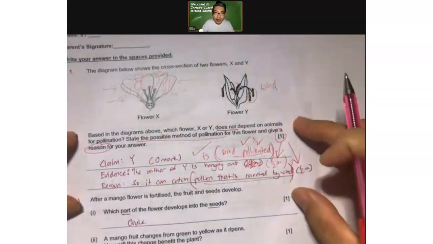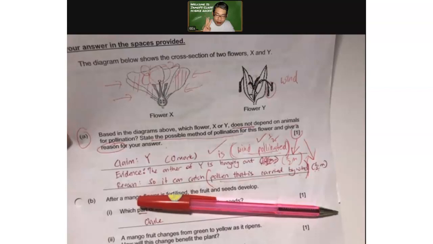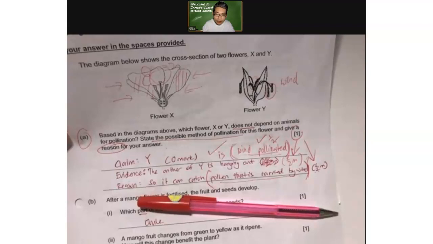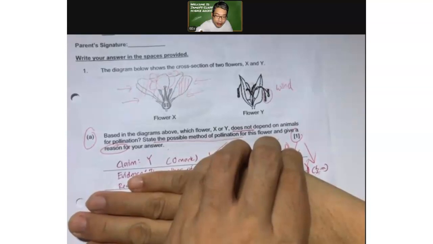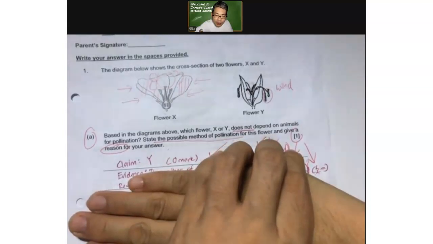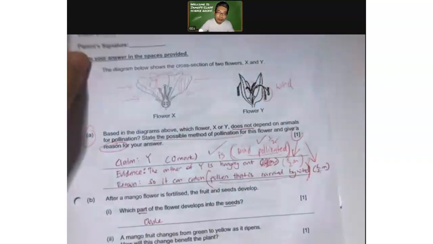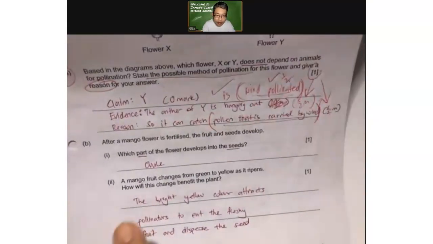So from this part, I hope students, you understand that this one question has actually 3 parts to it. And you must answer all 3 parts to get the full marks. You must answer all 3 parts of the question to get the full marks. Now, if your answer is only Y and there's nothing else, that means you're only answering the claim part. Which flower does not depend on animals? You didn't go on to give the possible method of pollination. You also did not give the explanation. So of course, you'll get a tick, but you'll get no marks for this. I hope that message rings in your head for the rest of your PSLE life, your primary school life.